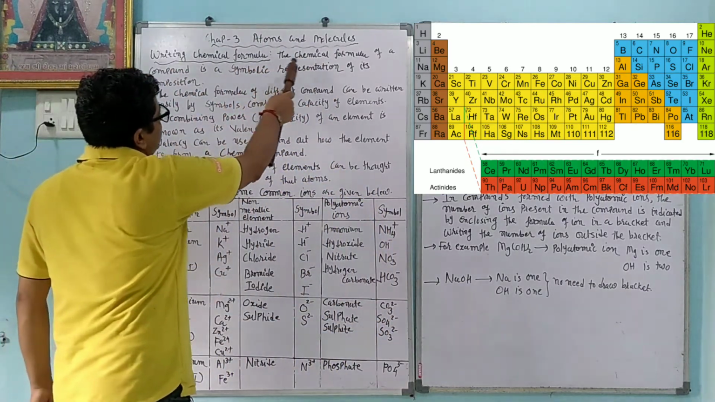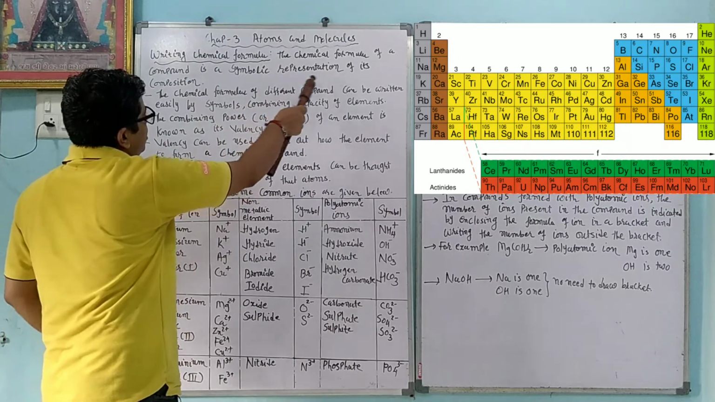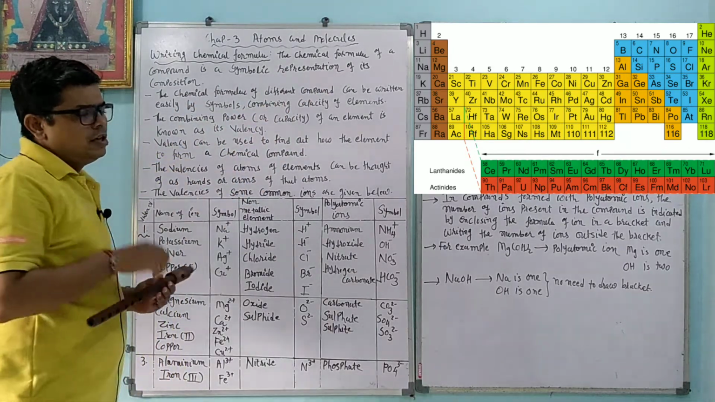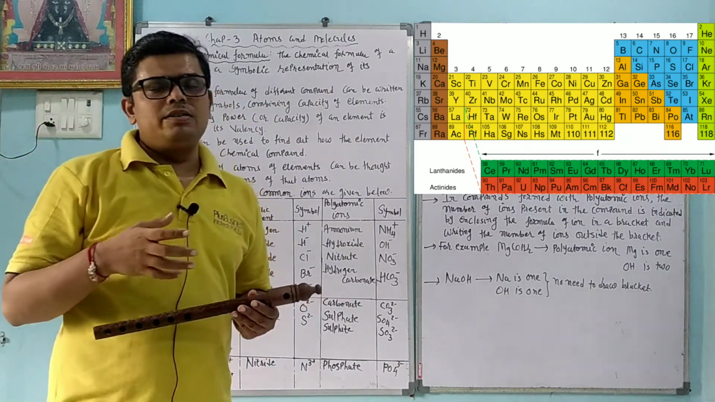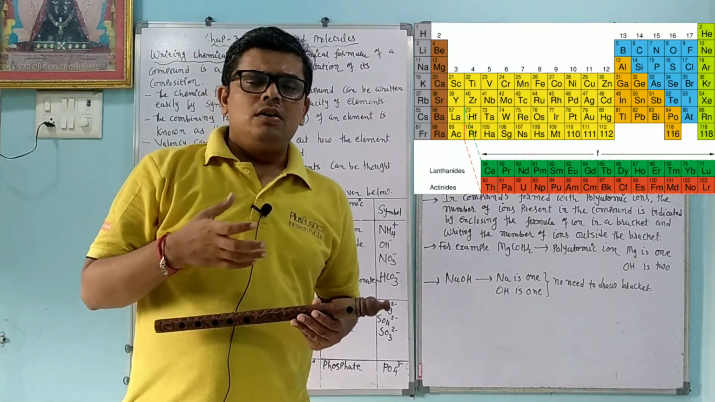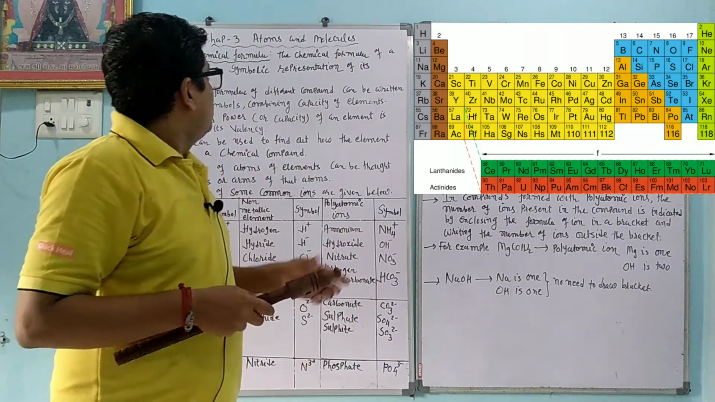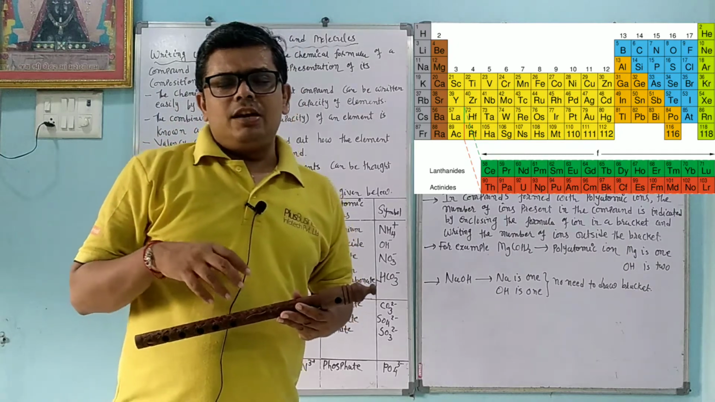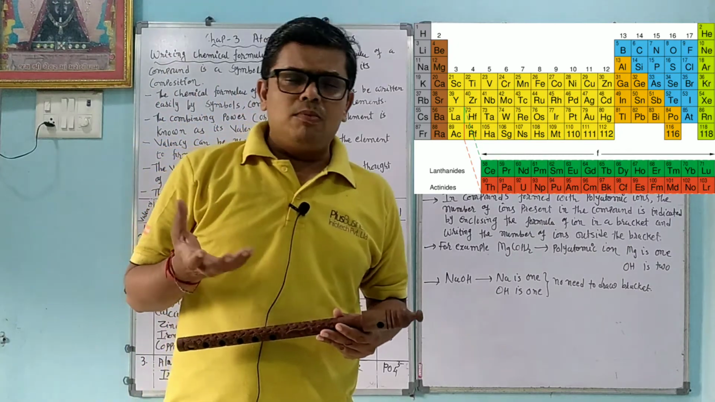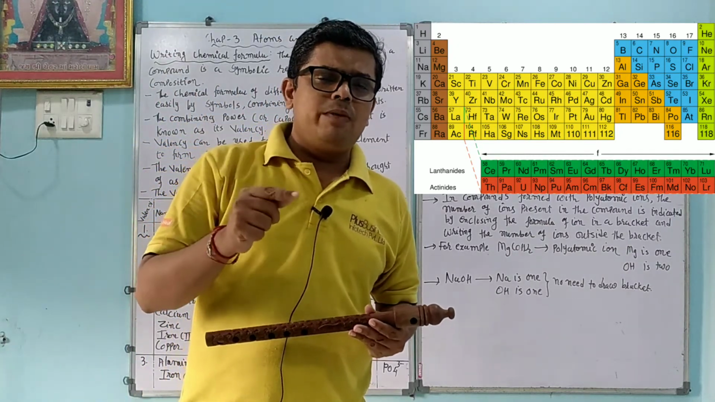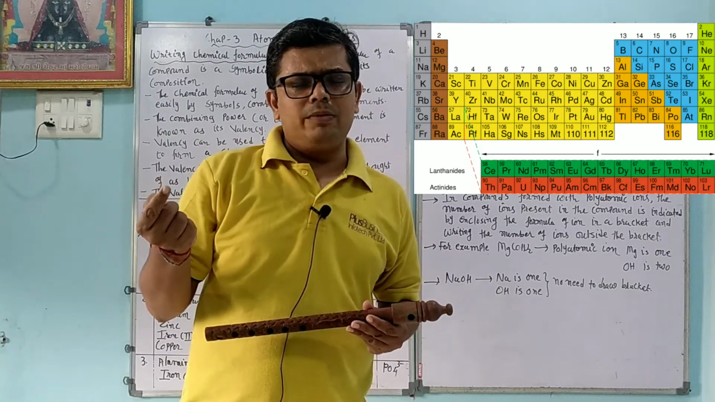Writing the chemical formula. The chemical formula of a compound is a symbolic representation of its composition. So the chemical formula is nothing but a symbolic representation of its constitution. Like when I say common salt, it means sodium chloride. Sodium chloride indicates one sodium atom is present and one chlorine atom is present.